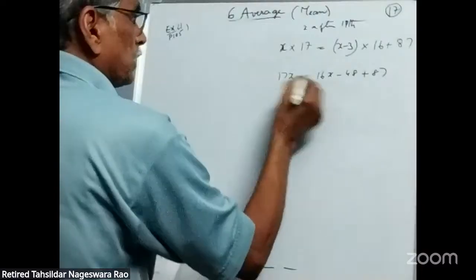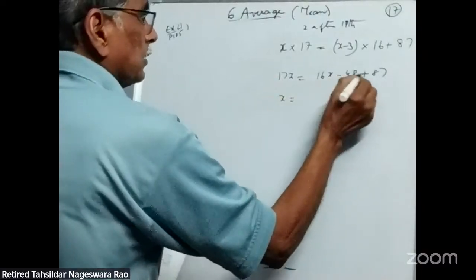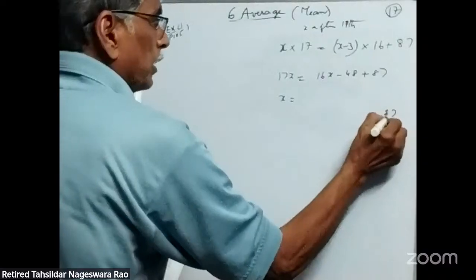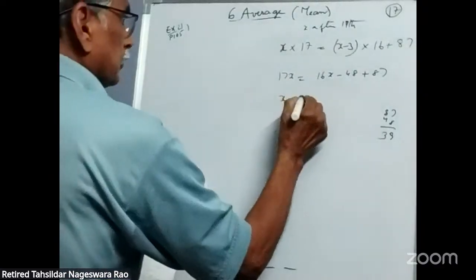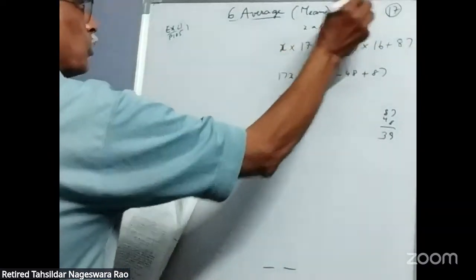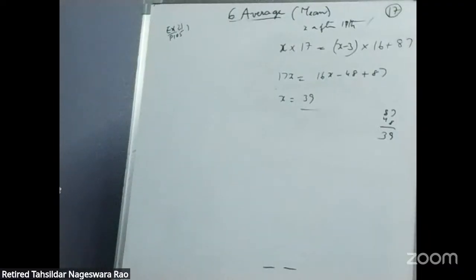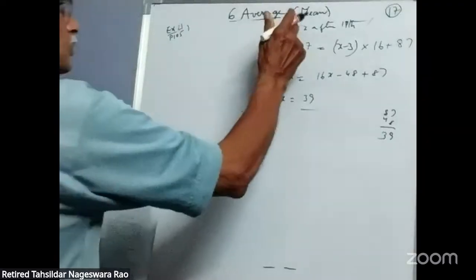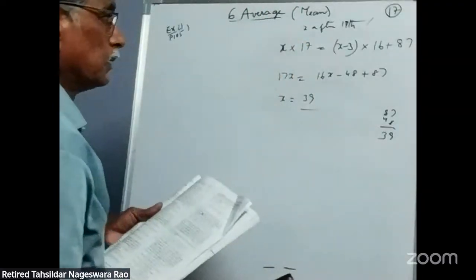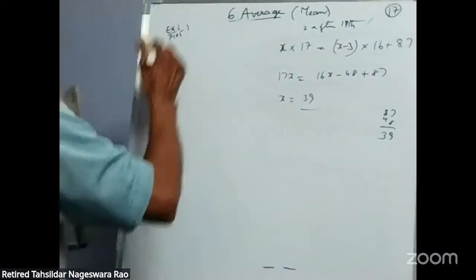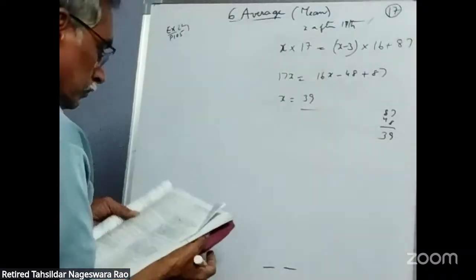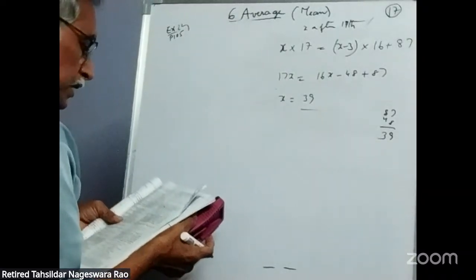Let's take 16x to the left. x will remain. 87 minus 48 is 39. That is the answer. After the 17th innings, it is 39. That is the average after the 17th innings. We had taken it as x initially, so we have found x. 39 is the answer. Next, the 22nd problem. The batting average for 40 innings of a cricket player is 50 runs.